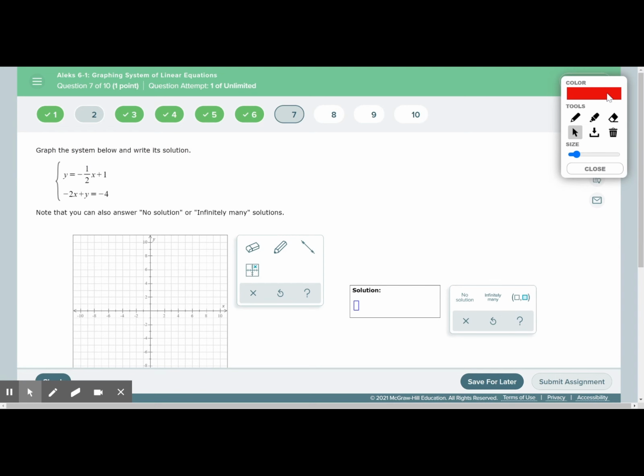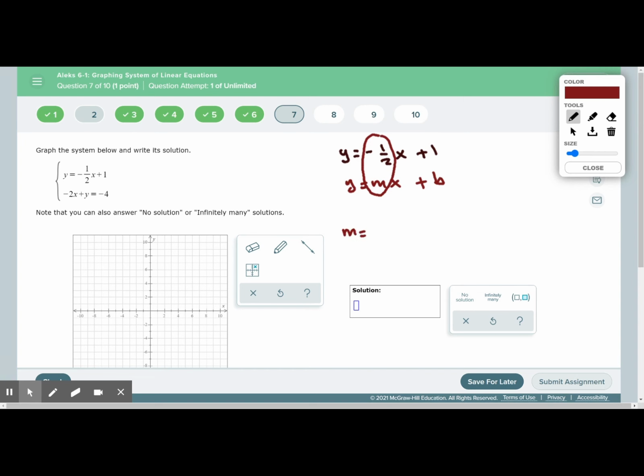All right, number 7. Y equal to -1/2 x plus 1. So same formula. We're going to write down y equal to mx plus b. Your slope m is -1/2. And your b is 1. So you will begin at 1.